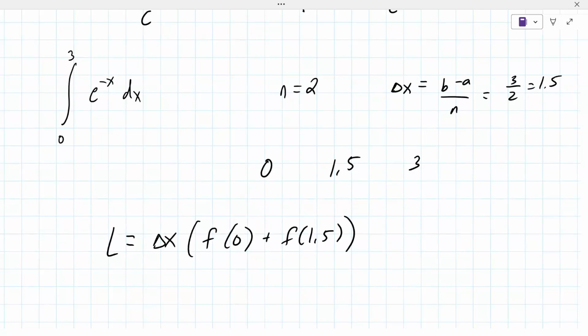So left equals 1.5. And we don't do the last one because it's left, right? For the left one, we don't do the last, and for the right one, we don't do the first. It's because you have two rectangles. You have f of 0 and f of 1.5. Those are each the rectangle heights.